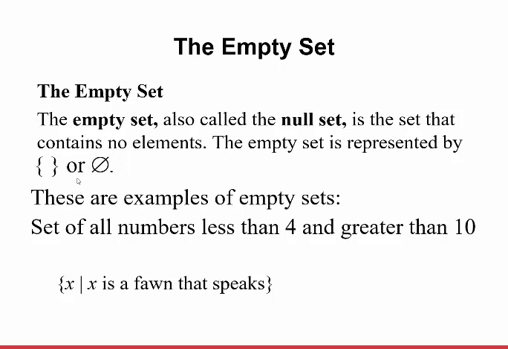All right, these are examples of empty sets. Here's one: the set of all numbers less than 4 and greater than 10. There are no numbers that are less than 4 and greater than 10 at the same time, so that would be an empty set. And the set X such that X is a fawn that speaks. There are no fawns that speak at all, so that's an empty set, or null set.